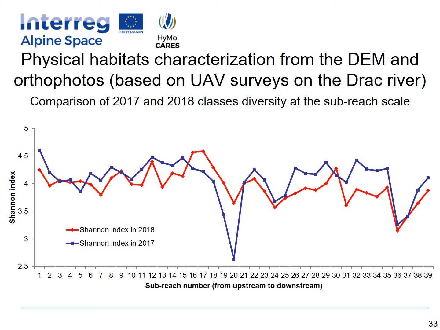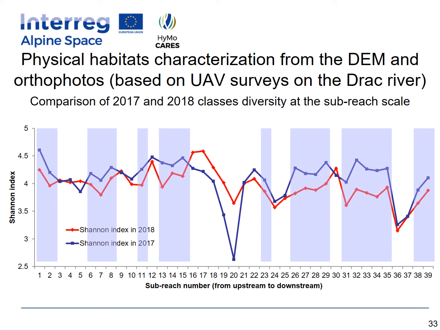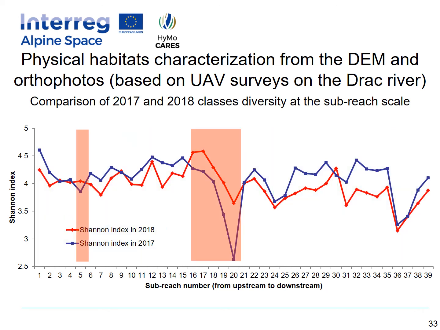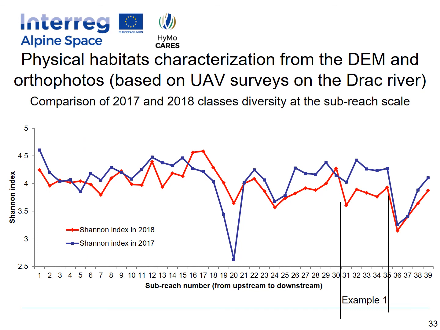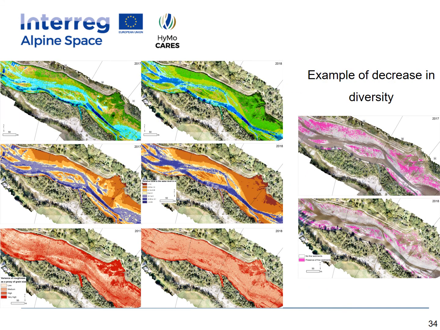However, we can distinguish more precisely three behaviors: a clear decrease for most, a stagnation, and a net increase. I will present two examples here, one of a net decrease in the diversity of physical conditions, then one of a net increase. Here is an example of decrease in diversity between 2017 and 2018.